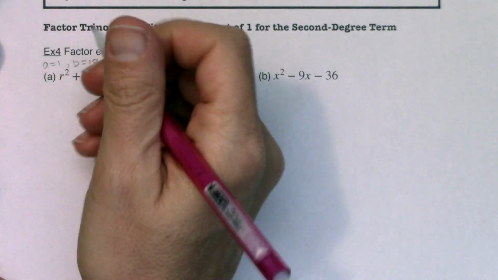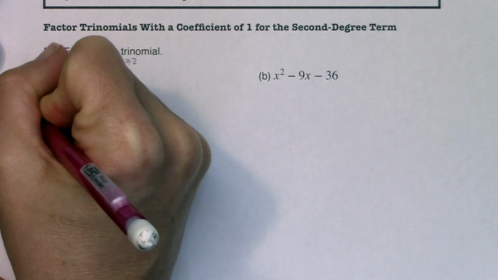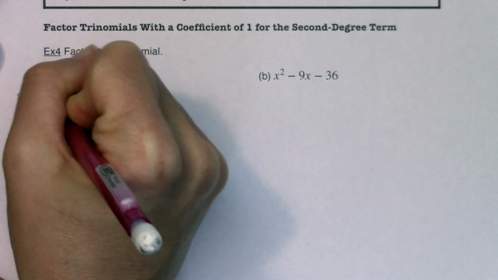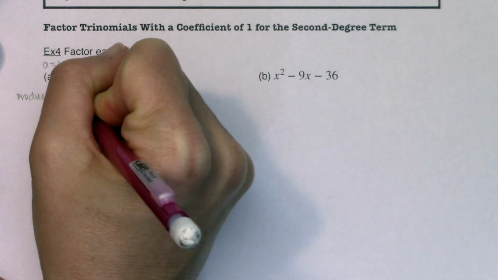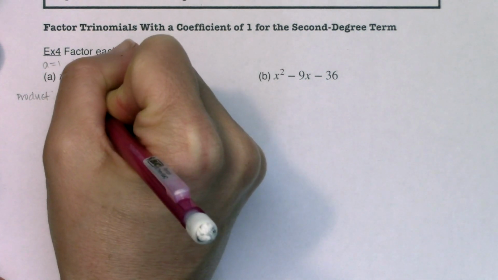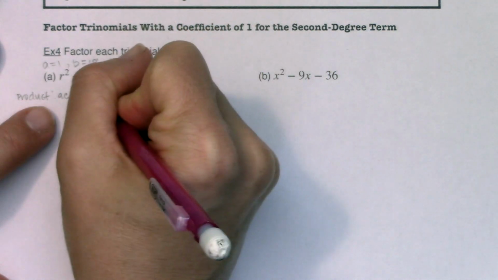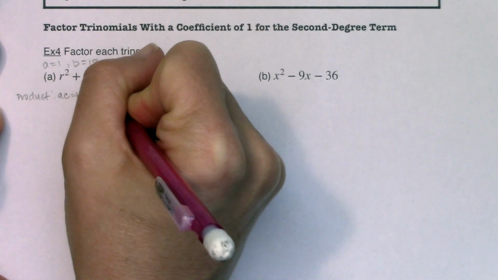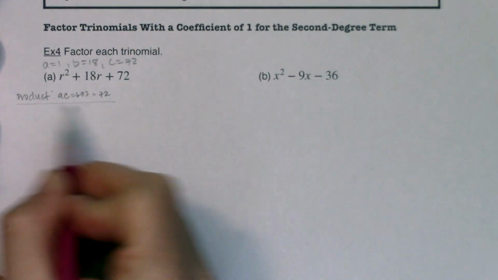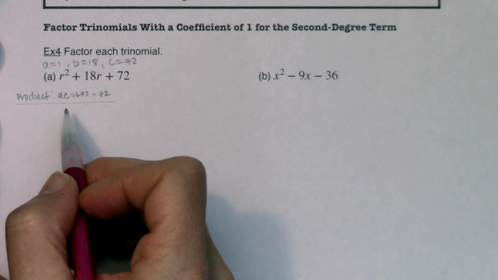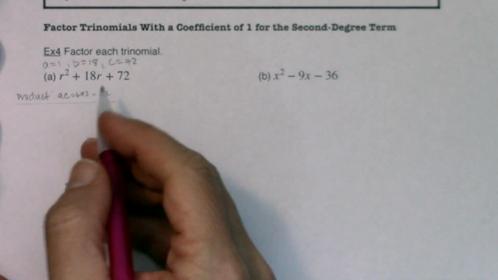All right, so we're going to do the AC method. So I'm going to look at this product. I always want to look at AC, and in this case, that's 1 times 72. We're doing the product of A times C, which would be the number 72. And what we're going to do is list out all the possible integers that multiply to 72.